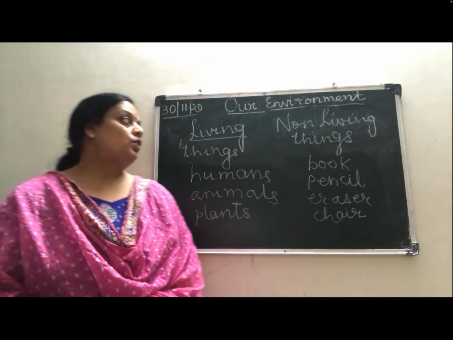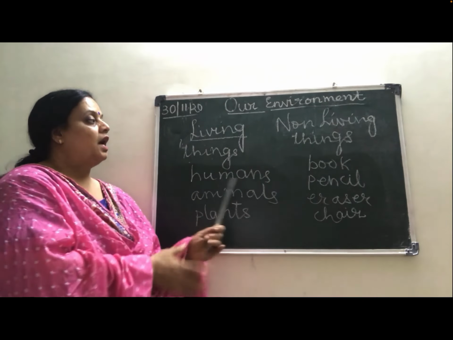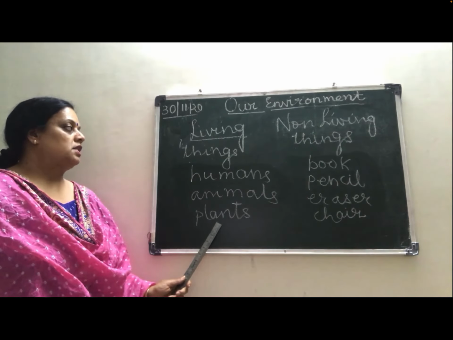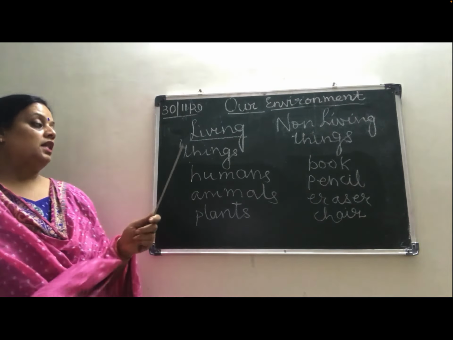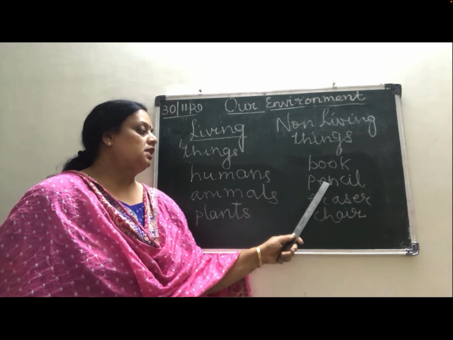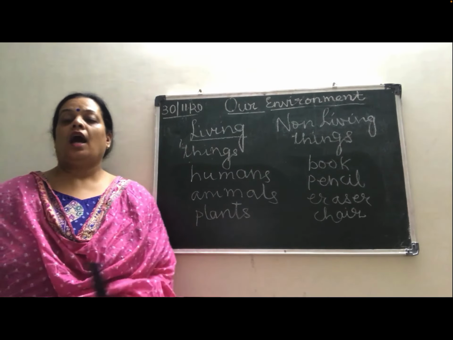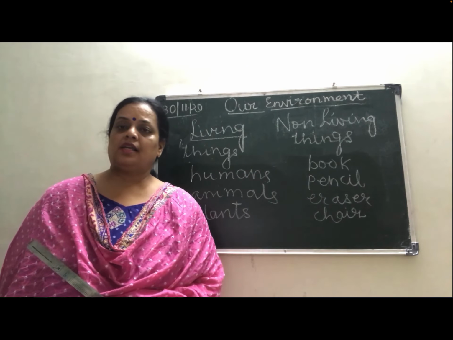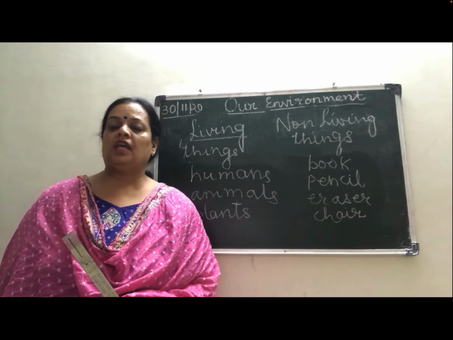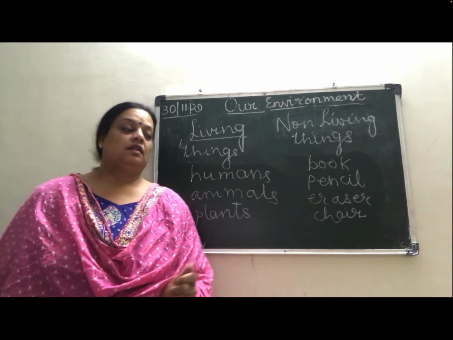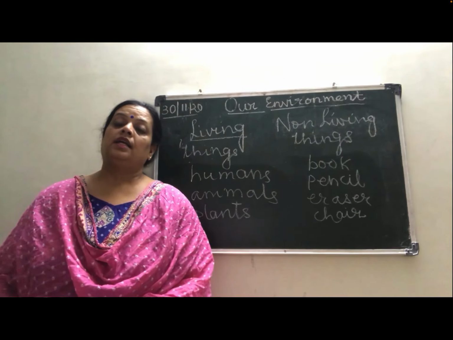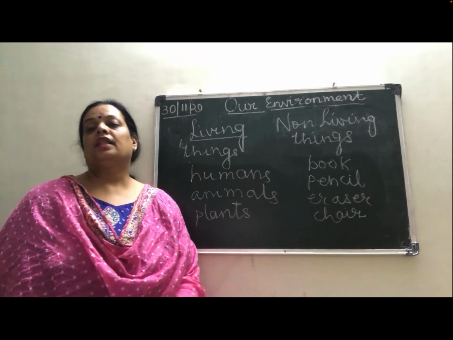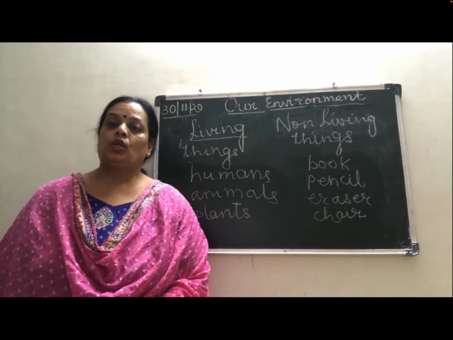Now today we are going to learn about living things and non-living things. So children, humans, animals and plants are known as living things. And the other things like book, pencil, eraser, chair, table are known as non-living things. Now living things breathe. Do you breathe? Yes, all living things breathe. All humans breathe, plants also breathe, and animals also breathe. And that is why they are known as living things. But things like book, pencil, eraser, chair, they do not breathe, and so they are known as non-living things.